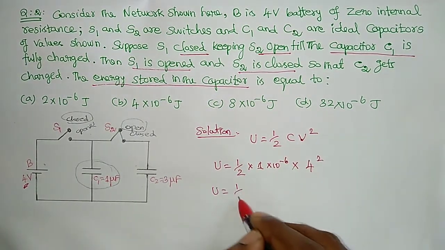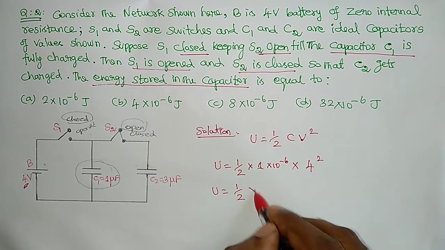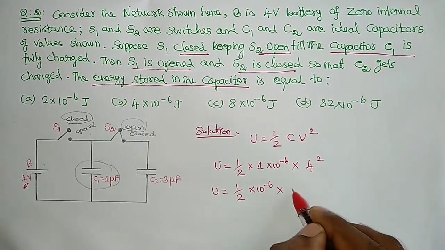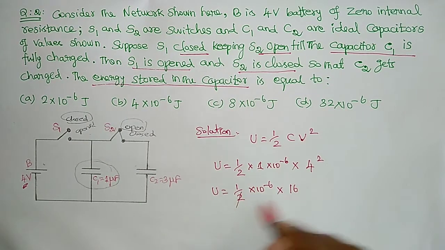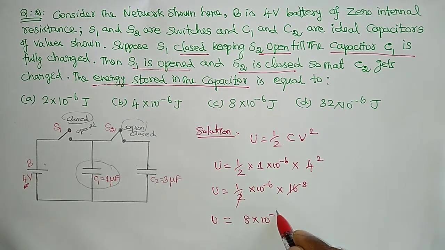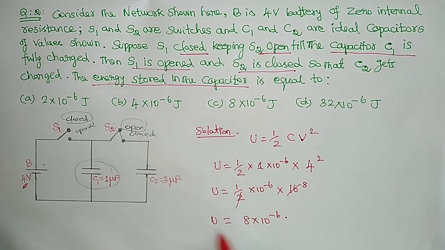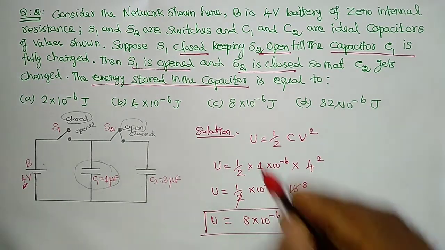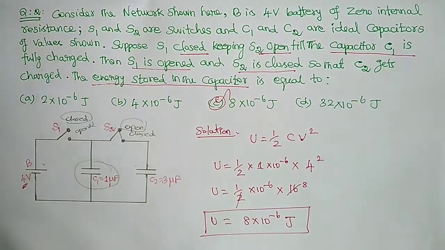So U is equal to 1 by 2 into 10 power minus 6 into 16. The 2 and 16 get cancelled, it becomes 8. So U is equal to 8 into 10 power minus 6. The unit of energy is joule. So the answer is option C.